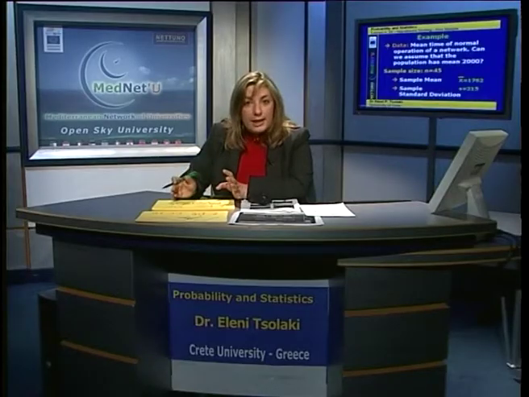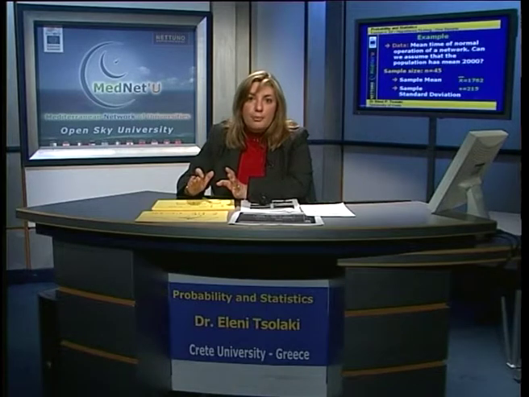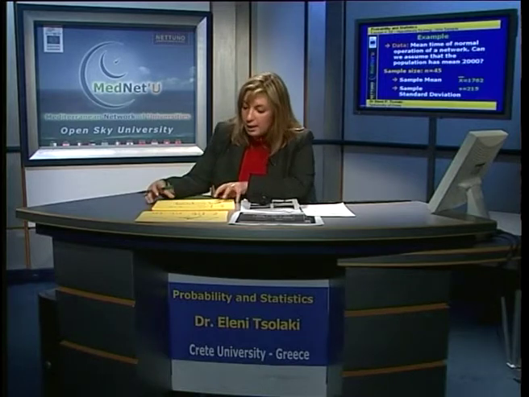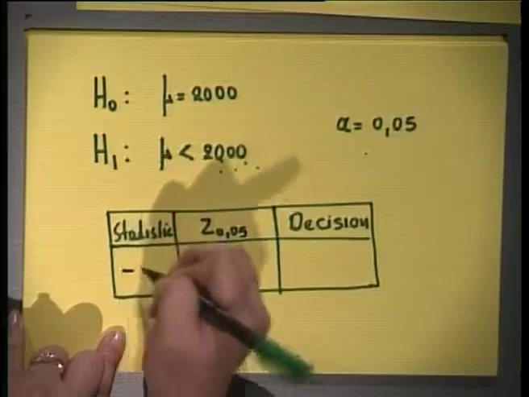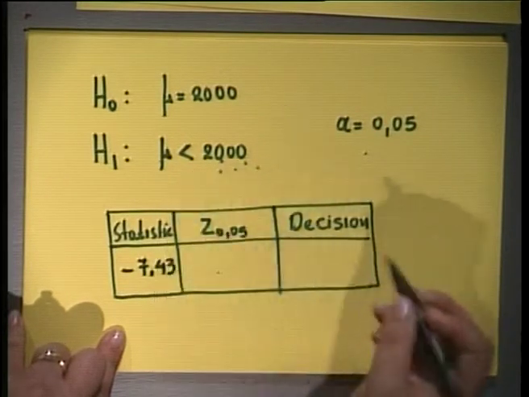So we calculate our statistic. We don't have the standard deviation, but we have the sample standard deviation, so we can use the formula as we have seen, replacing sigma by S. And we calculate, I'm not going to make the calculations here, just give the result, which is minus 7.43.